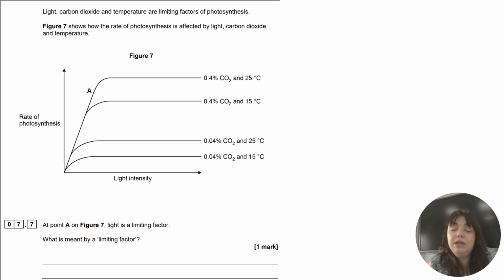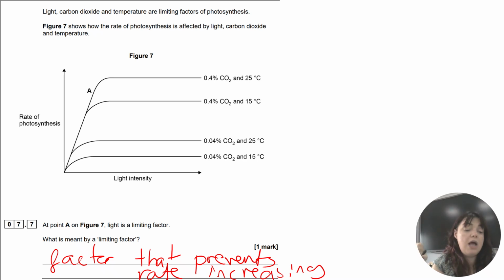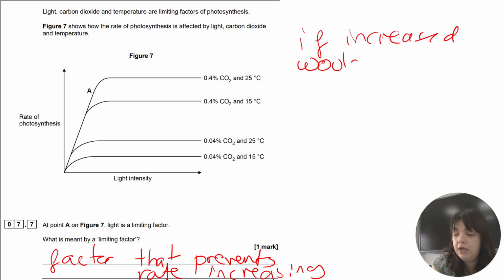Light, carbon dioxide, and temperature are limiting factors of photosynthesis. Figure 7 shows how the rate of photosynthesis is affected by light, CO2, and temperature. At point A on figure 7, light is a limiting factor. What is meant by limiting factor? So it's a factor that prevents the rate increasing. You could also say that if increased, it would increase the rate.